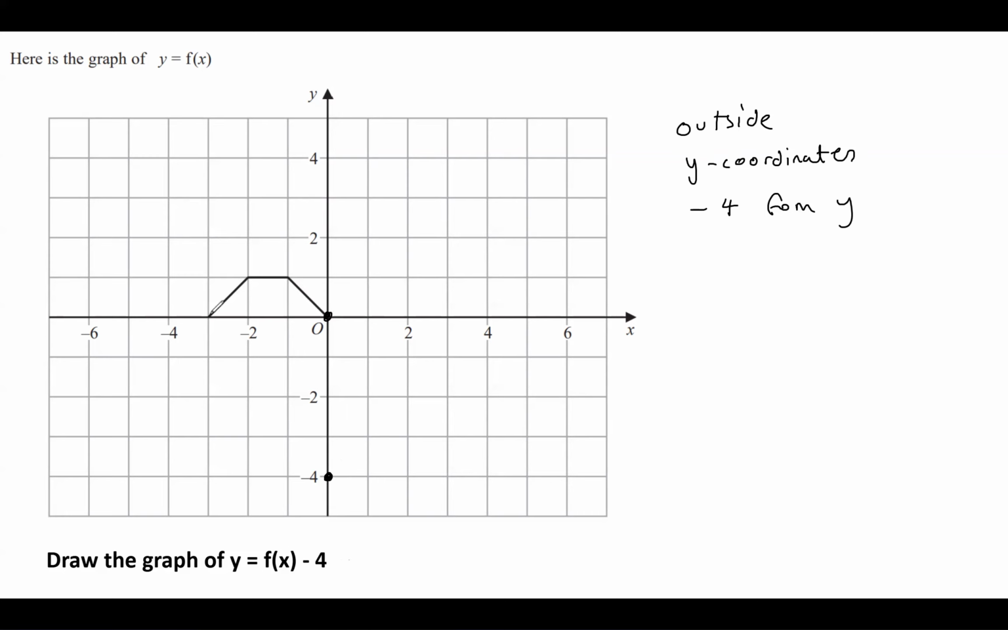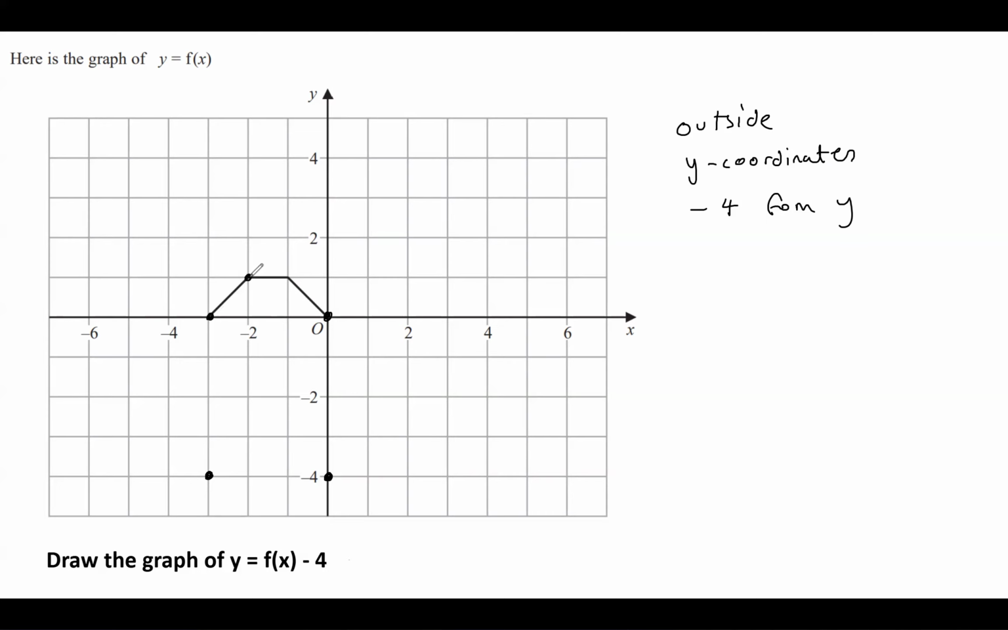Likewise over here, this is currently at 0. If we subtract 4, our new y coordinate is going to be minus 4. And remember, the x coordinates are not affected, so we only need to worry about the y coordinates. The x coordinates stay as they are.